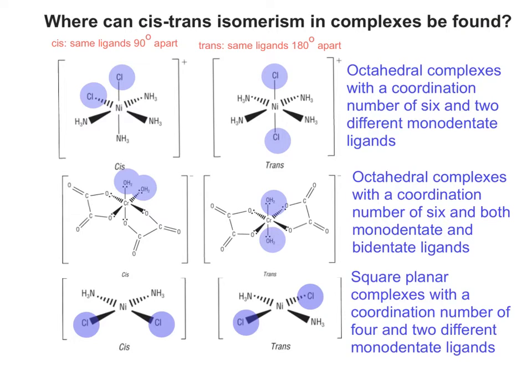And the key thing to look out for is that in cis isomers the same ligands are 90 degrees apart, and for trans isomers the same ligands are 180 degrees apart.